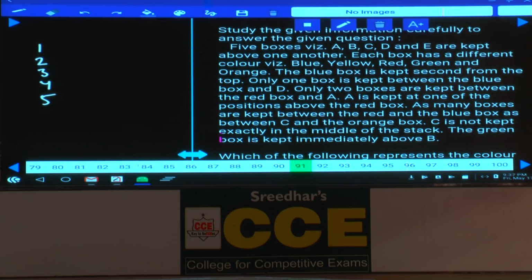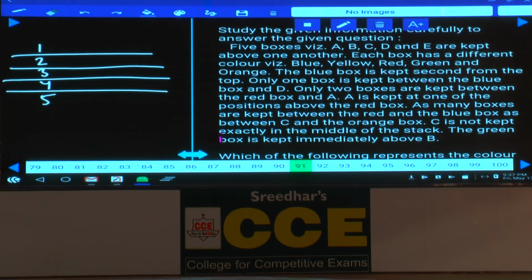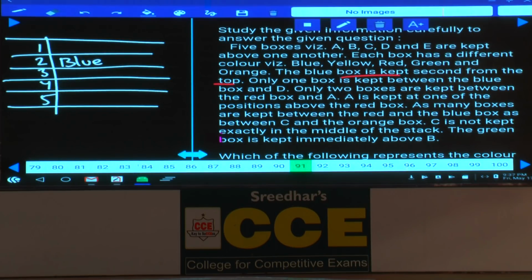Yesterday we had discussed this type of box problems, isn't it? At that time we did not write the numbers like this, 1, 2, 3, 4, 5. We had taken the conditions and finally adjusted them. But as here we are drawing the diagram, why is it so? Because there is one piece of information: the blue box is kept second from the top. Yesterday there was no such information, isn't it? Hence blue will be at this place. Blue box is kept second from the top.